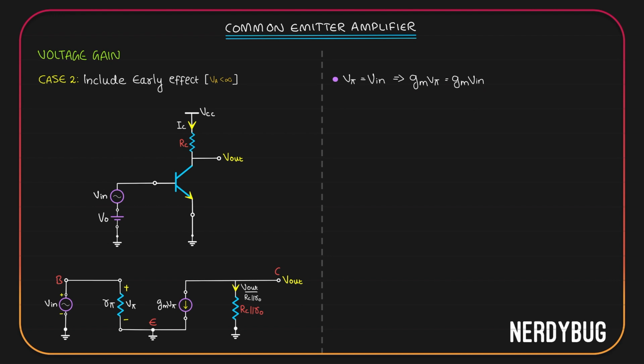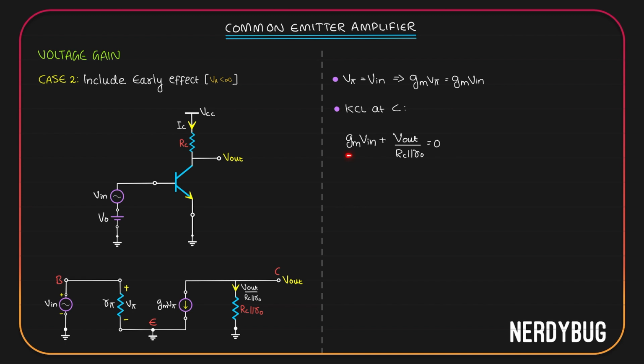Just like we did earlier, let us apply KCL at the collector. I can see two currents. One is gm π, or gm V input, that is going out of the node. The other is V output divided by RC parallel to R0, which is also going out of the node. According to Kirchhoff's current law, the sum of these two currents should be equal to 0.